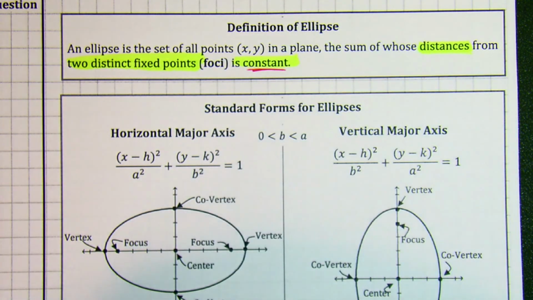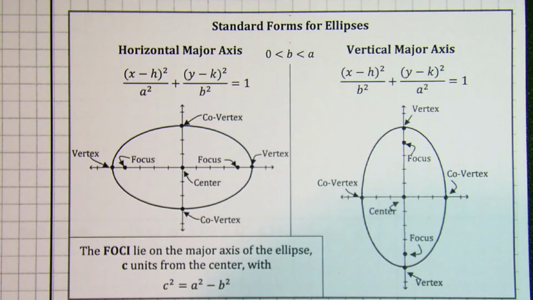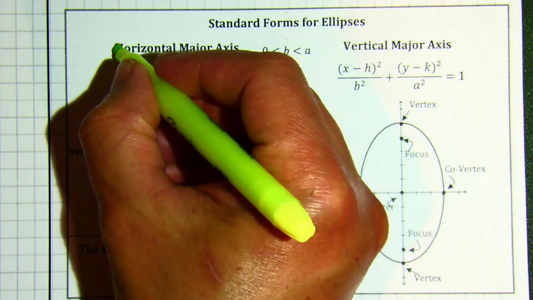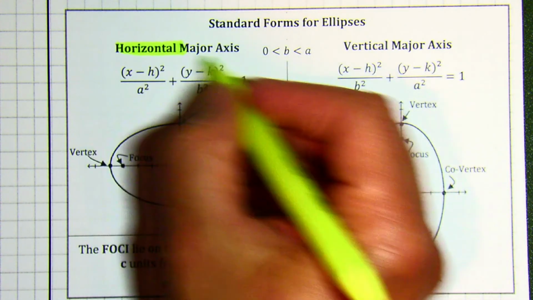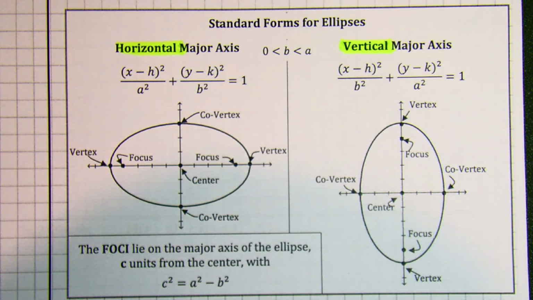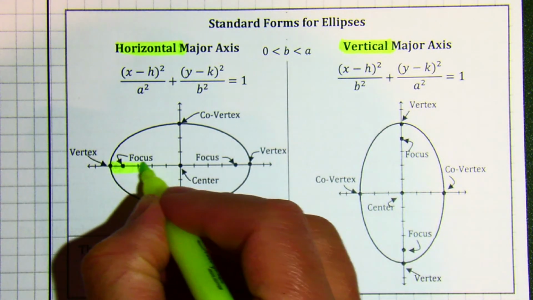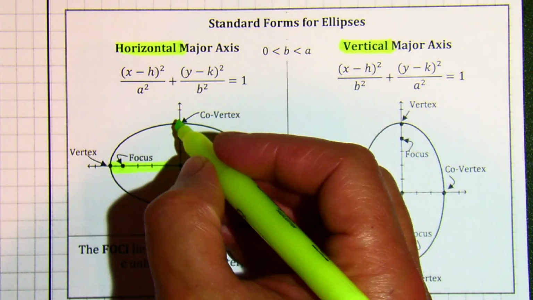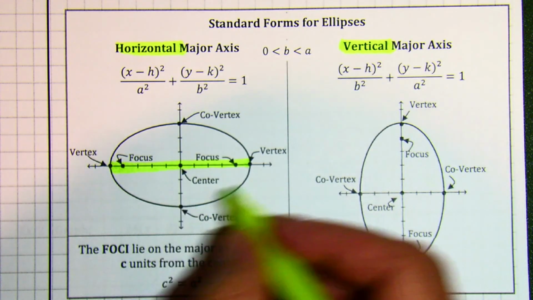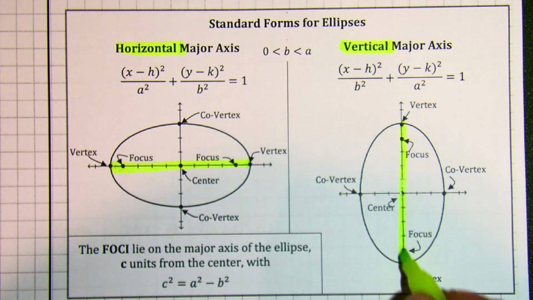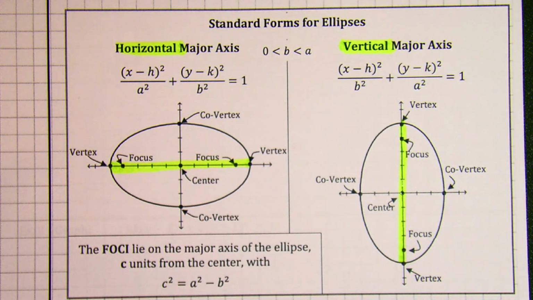And we have the following elements of an ellipse. Notice that we have two formulas. The first formula is for the horizontal major axis. The other one is the vertical major axis. The longest side is your axis, the major axis. The other one will be your minor axis. So in this case, if the longest side is vertical, that means it's going to be a vertical major axis.